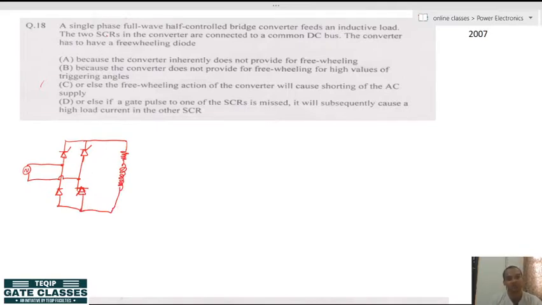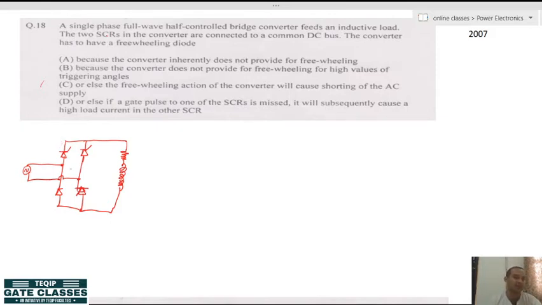Why? Because the converter does not provide for freewheeling for high values of triggering angles, or else the freewheeling action of the converter will cause shorting of the AC supply, or else if a gate pulse to one of the SCRs is missed, it will subsequently cause a high load current in the other SCR.